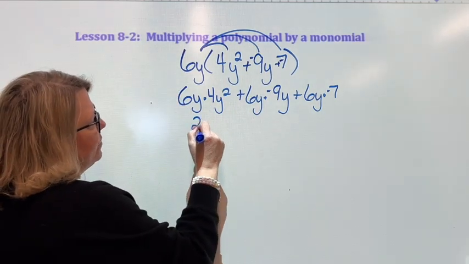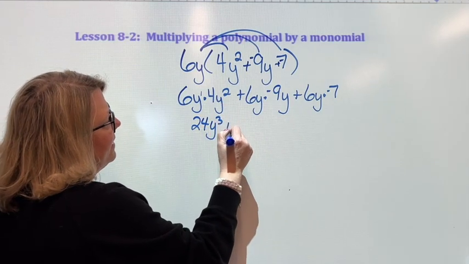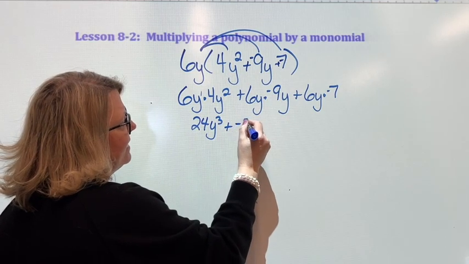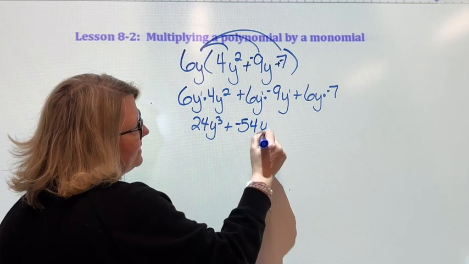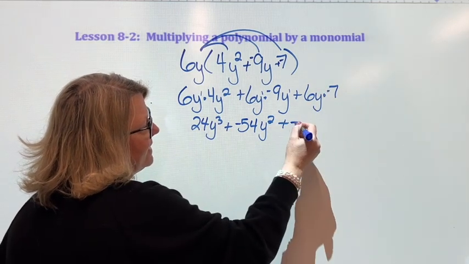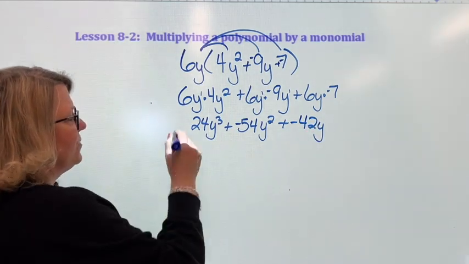6 times 4 is 24, y to the first times y squared is y to the third. Drop your addition sign down. 6 times negative 9 is negative 54. Y to the first times y to the first is y squared. And then drop down that addition sign. 6 times negative 7 is negative 42. And we keep the y on there. So this is our answer.